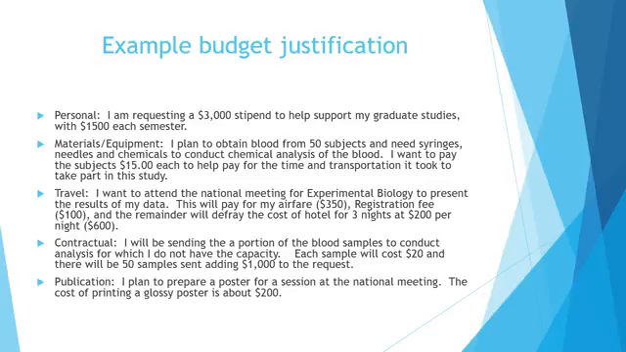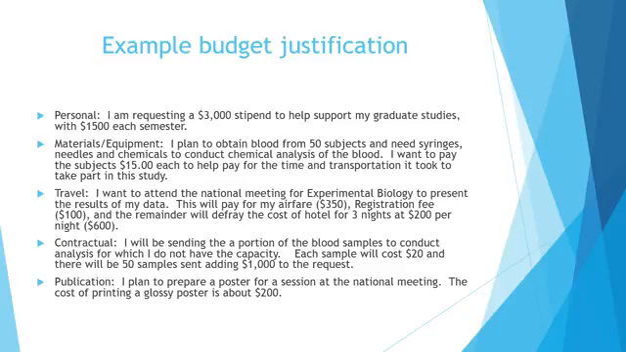So here's an example budget justification. Going back to the budget previously presented, let's look at a sample justification. Under personnel, remember that this investigator, hypothetically, was requesting $3,000 as a stipend. This person writes down, I am requesting $3,000 stipend to help support my graduate studies with $1,500 each semester.